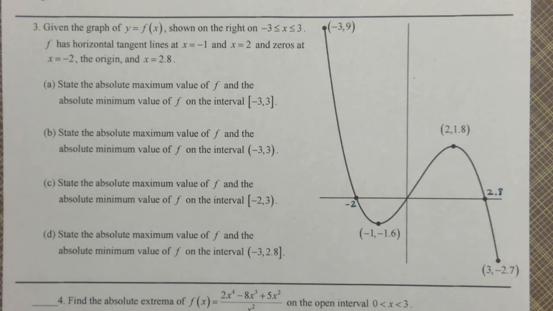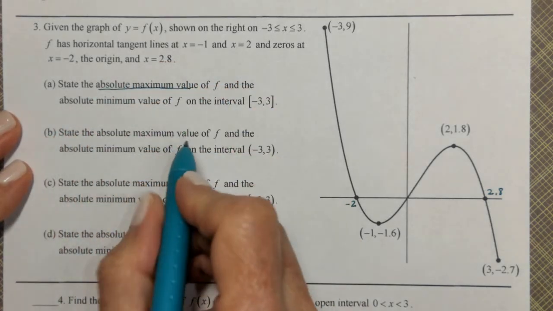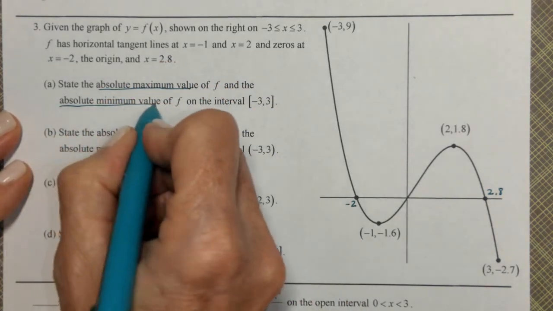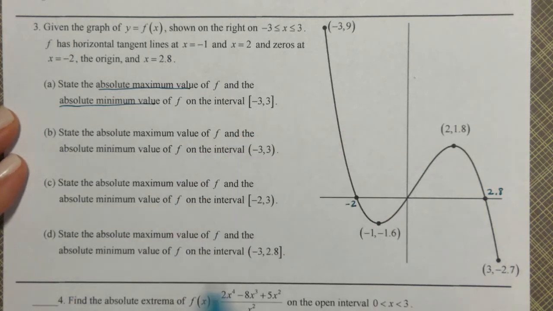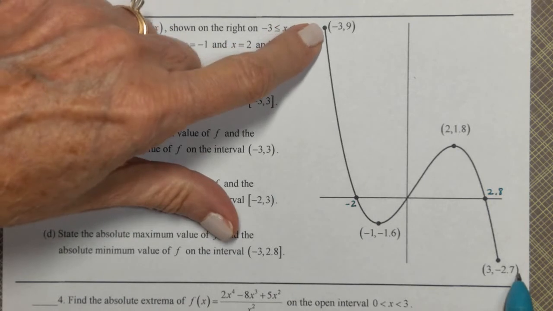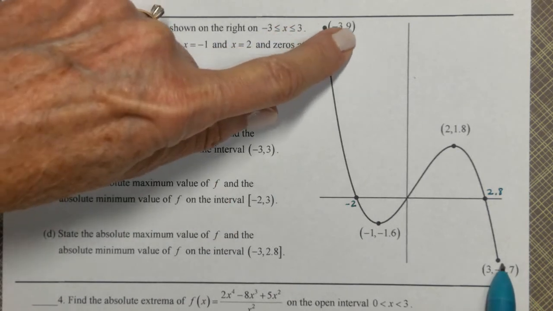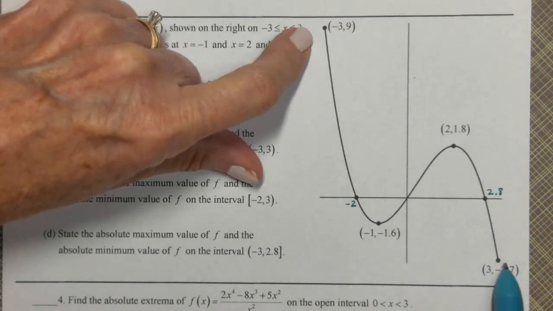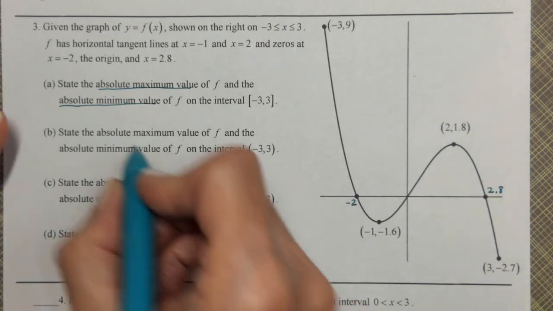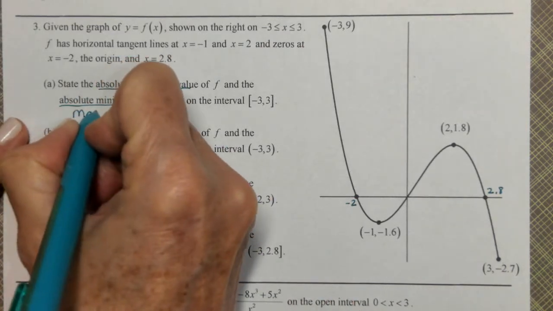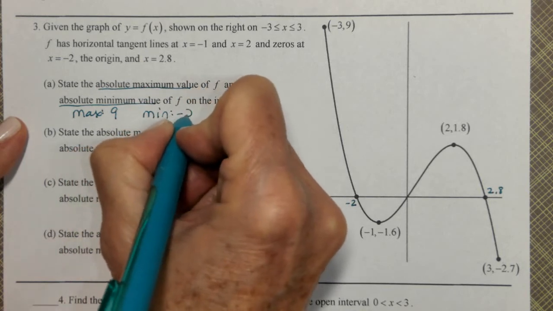State the absolute maximum value of f and the absolute minimum value of f on the closed interval -3 to 3. Well, on the closed interval -3 to 3, the absolute maximum value is 9, and the absolute minimum value here is -2.7. So max is 9, min -2.7.